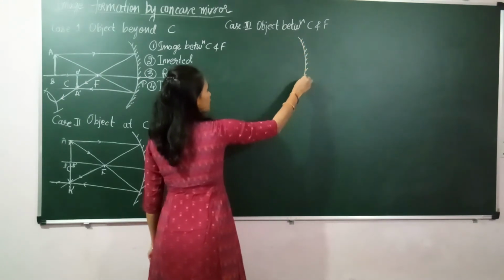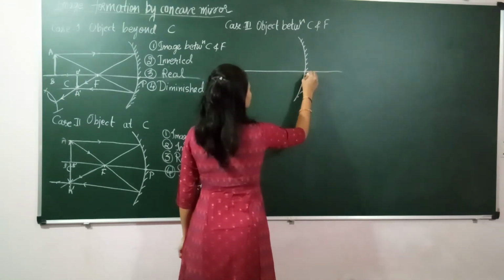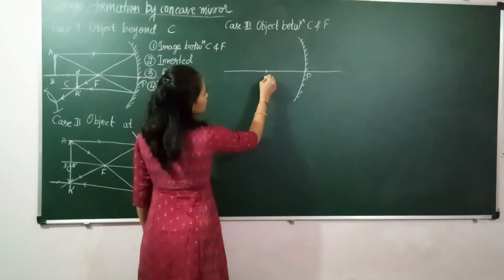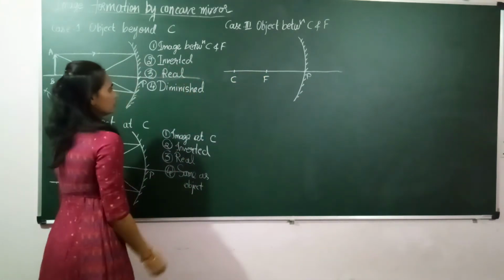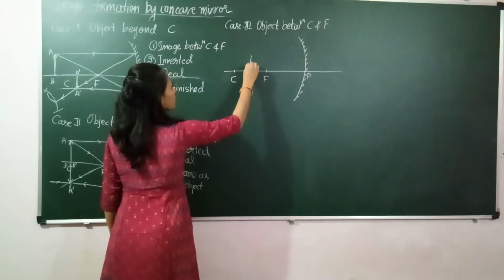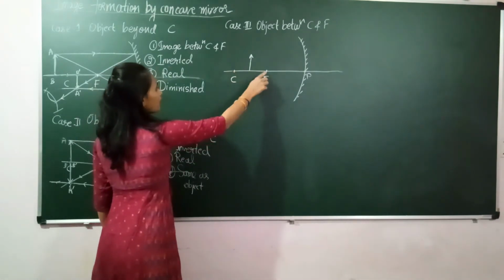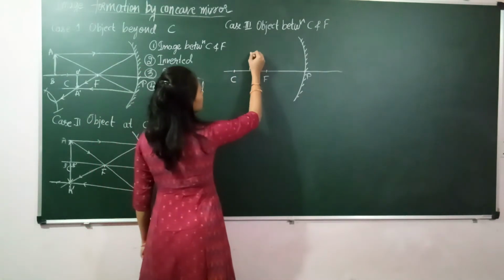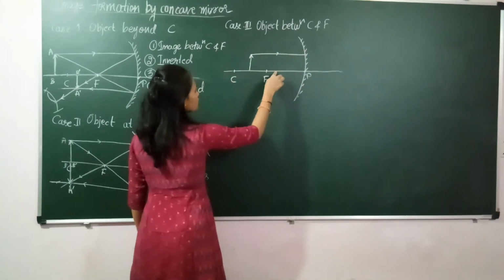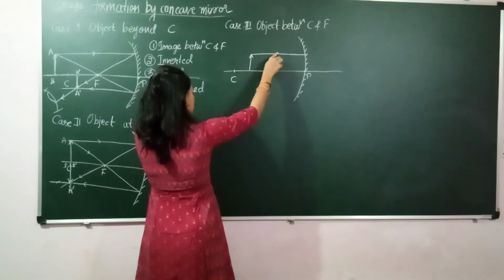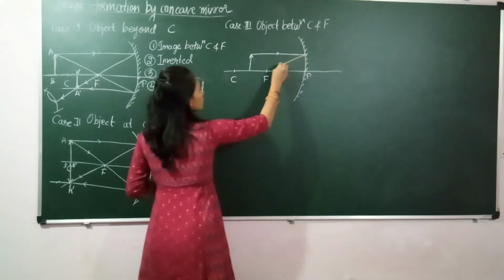So this is our concave mirror. Next we will draw the principal axis. This is the pole, this is the focus point, and this is the center of curvature. Next we will place the object between C and F. Whenever the object is placed between C and F, where will the image be formed, let's see. First we will draw the incident ray which is parallel to the principal axis. After reflection it will pass through the focus.